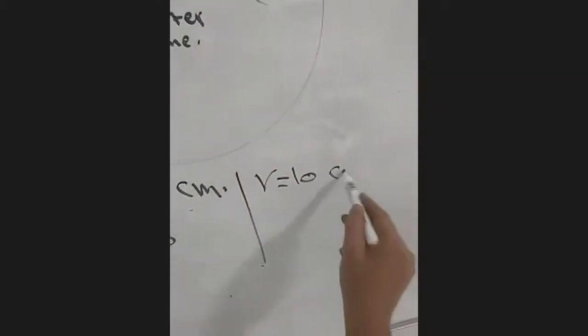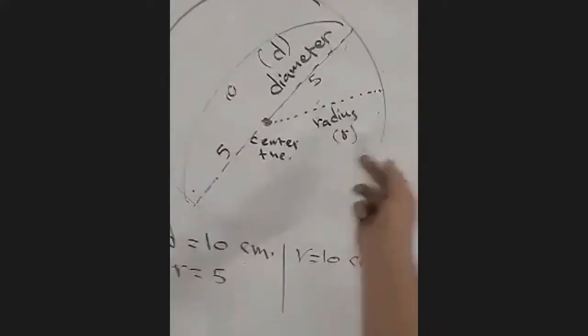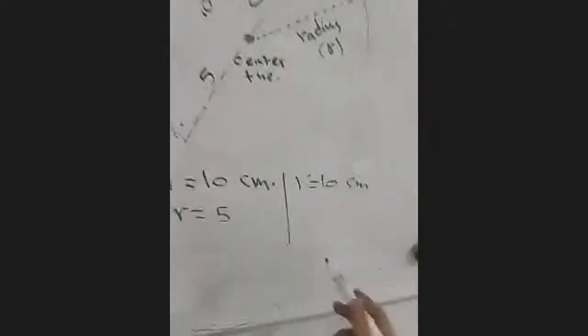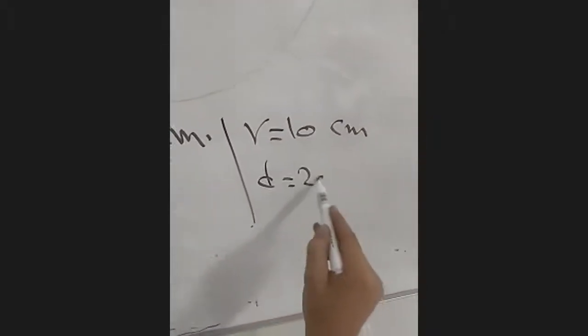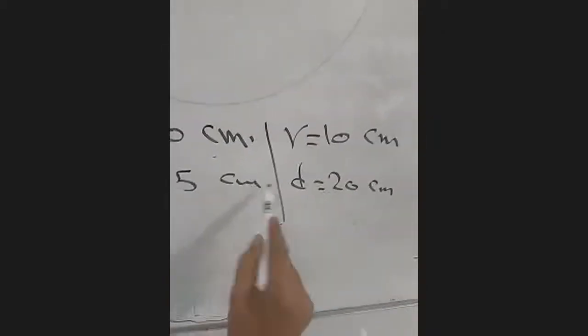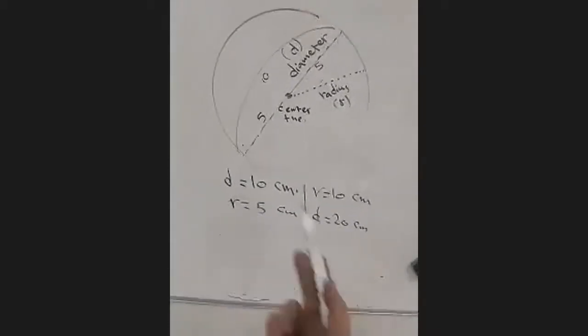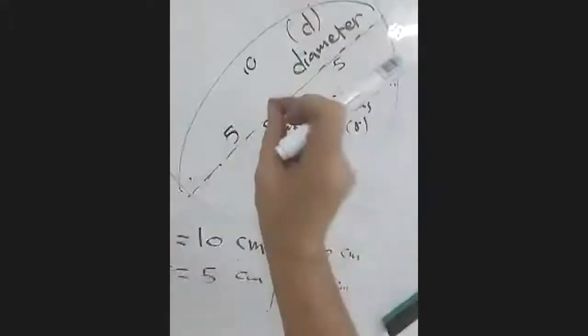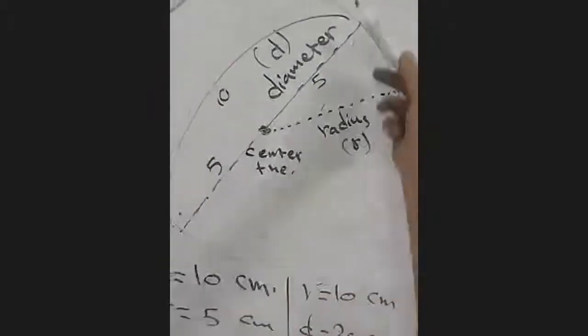But if the radius is 10 centimeters, means this 10 and this 10, so the whole diameter should be 20 centimeters. So this is the relationship between the radius and the diameter. The radius is the half of the diameter. The diameter is the double of the radius. So circle, center, radius, diameter.